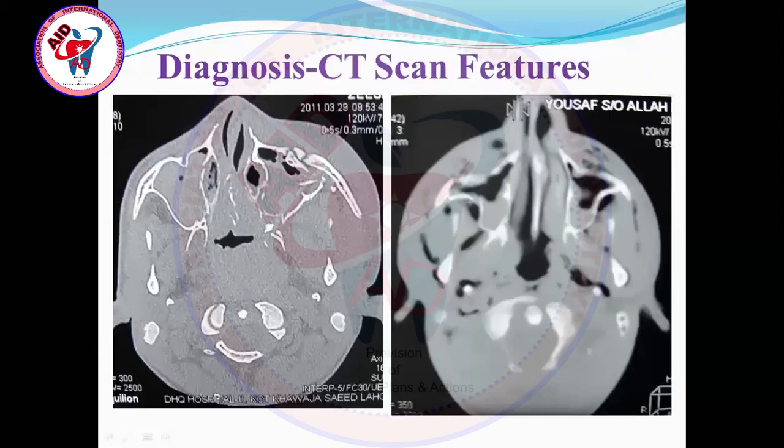Okay, then the gold standard is the CT scan for complex injury, and these are the axial views of the CT scan. There are mainly three views. One is the axial, the other one coronal, the third one sagittal view. And you should have a clear understanding of these views.